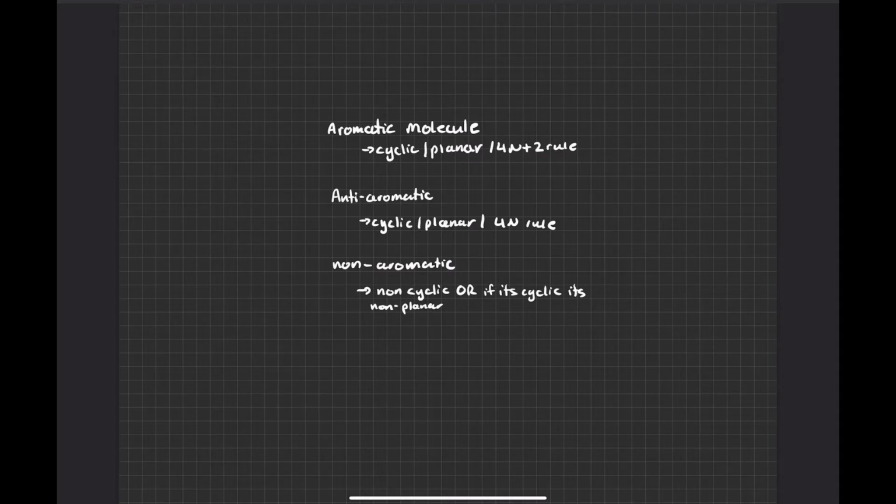An anti-aromatic is also cyclic and planar, but its pi electrons follow the 4n rule. And a non-aromatic is either not cyclic at all, or if it is cyclic, it's not going to be planar, and its pi electrons do not follow the 4n rule or the 4n+2 rule.